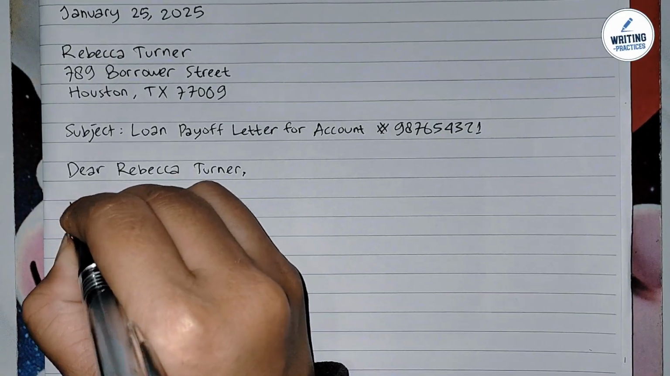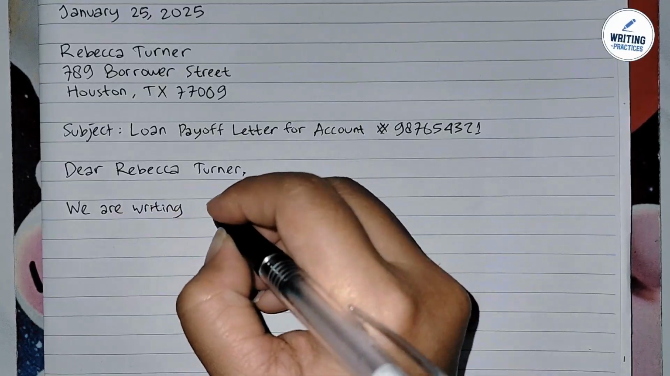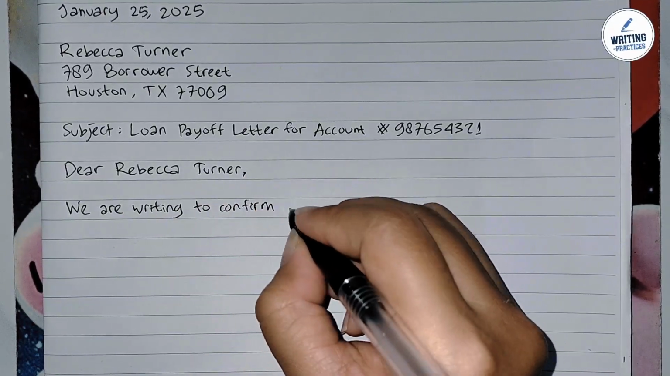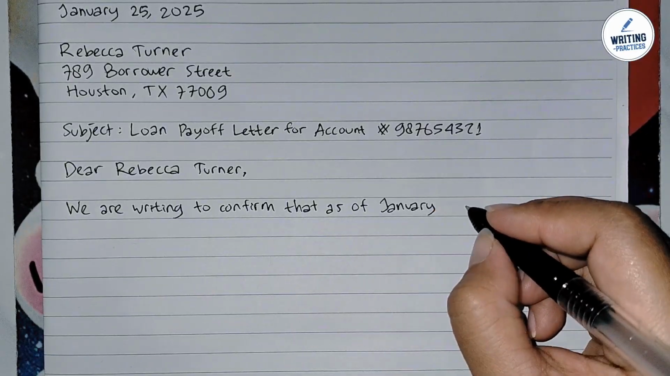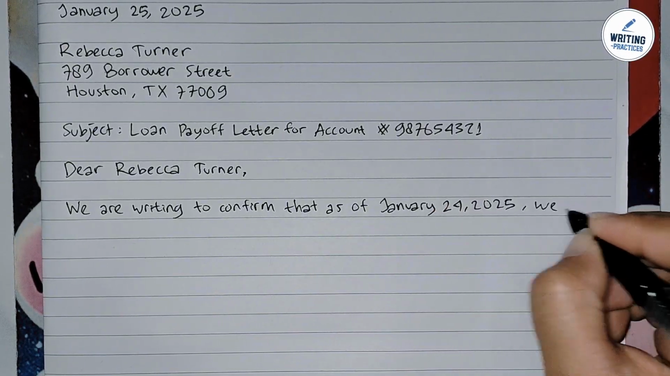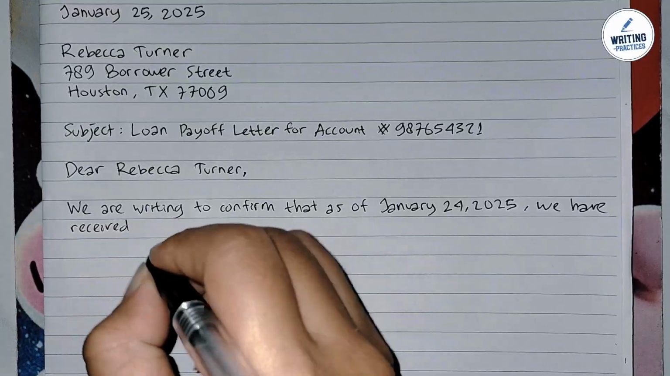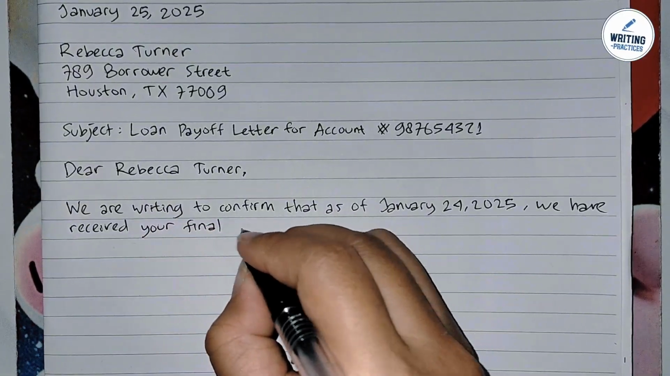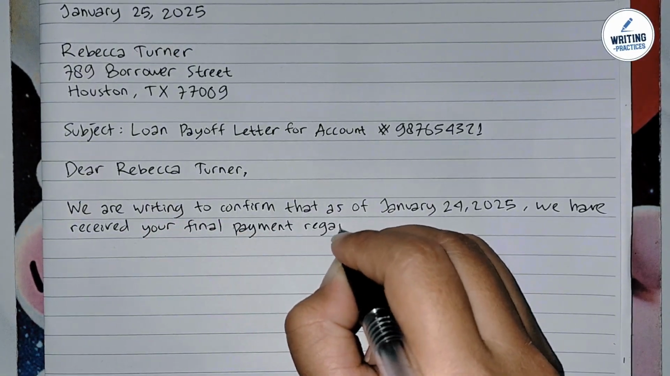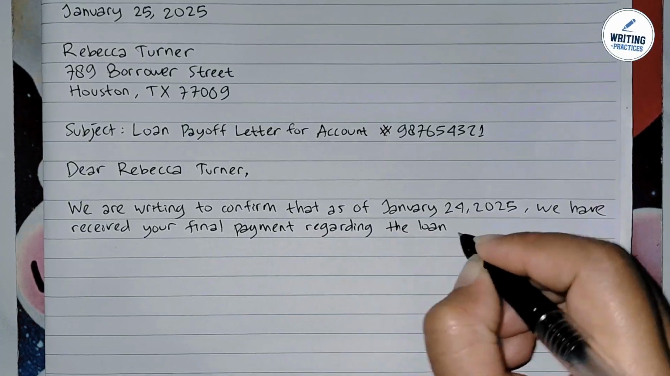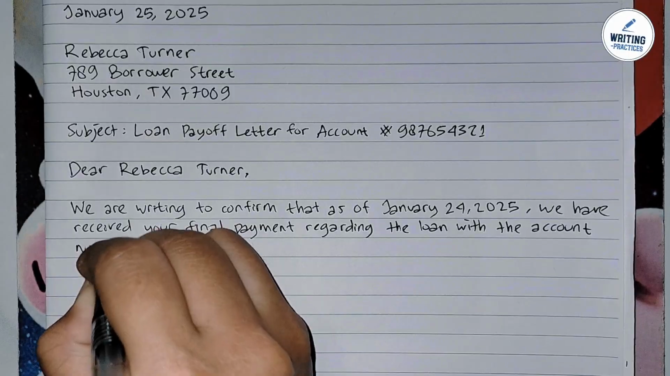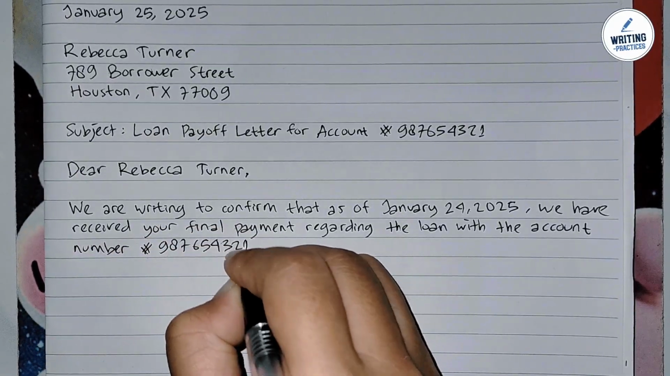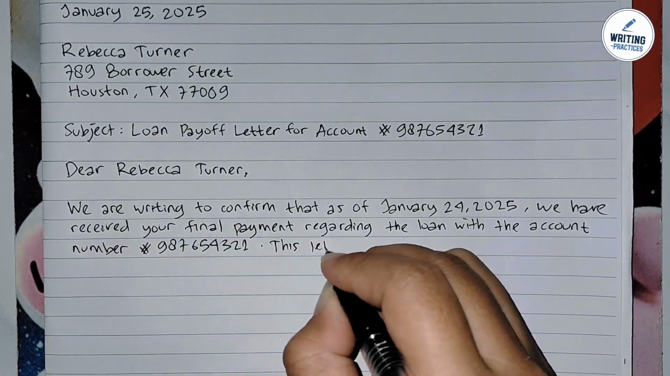In paragraph 1, this is where you write about confirmation of loan payoff. It means this paragraph needs to state the purpose of the letter. Yes, it is to confirm that the loan has been fully paid off as of a specific date. By doing so, you need to include a brief mention of the loan account number. The goal is to reference the correct account, and formally acknowledge that the borrower has fulfilled their financial obligation.